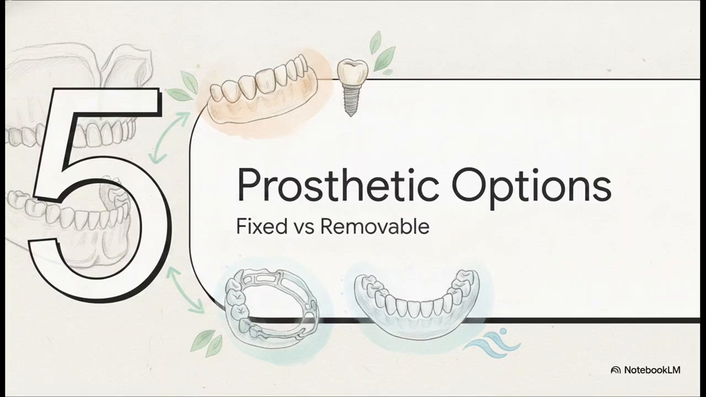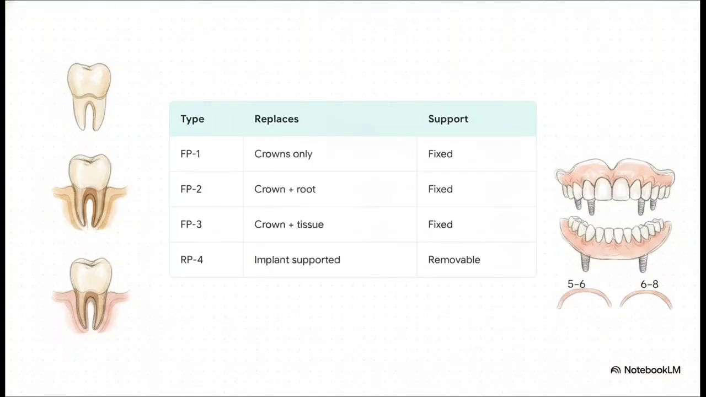And finally, Section 5, Prosthetic Treatment Options. Let's look at the exact fixed versus removable options in your toolkit based on what anatomy the patient has left. I've grouped these so you can focus on the contrasts. Your fixed options range from FP1 to FP3. FP1 just replaces the anatomical crown. FP2 replaces the crown plus a portion of the root. But circle FP3. This one is heavily tested. FP3 uses pink restorative material to replace missing soft tissue.